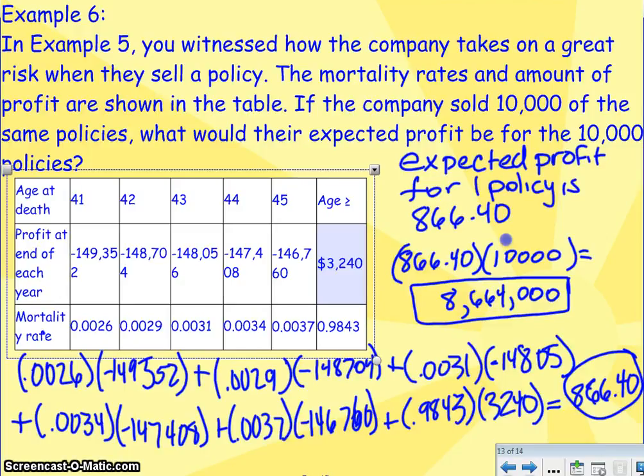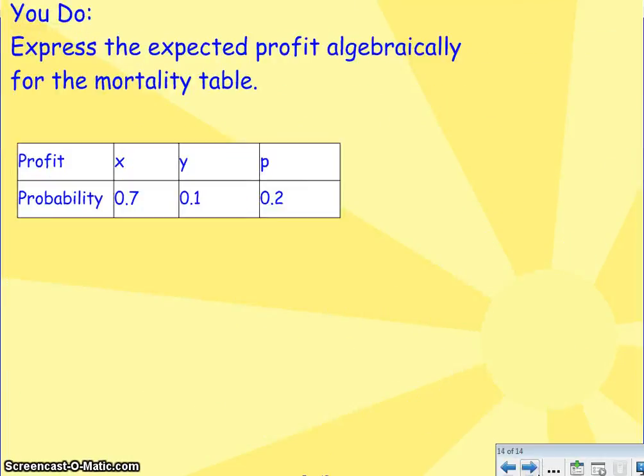And that's very reasonable for any insurance company to write 10,000 in this particular category. So you can see why insurance pays off and why insurance companies are as strong and as healthy as they are. Okay, last you do, press pause, go ahead and solve this, come back when you're ready.